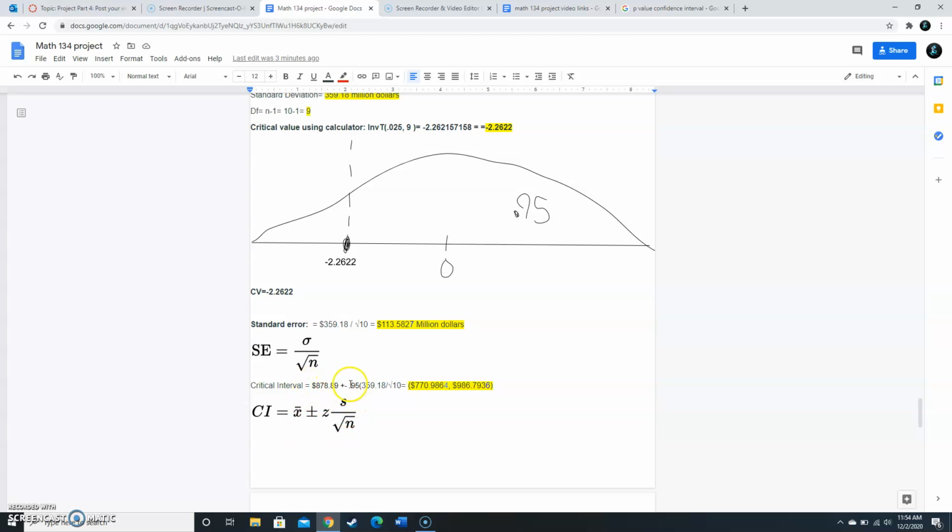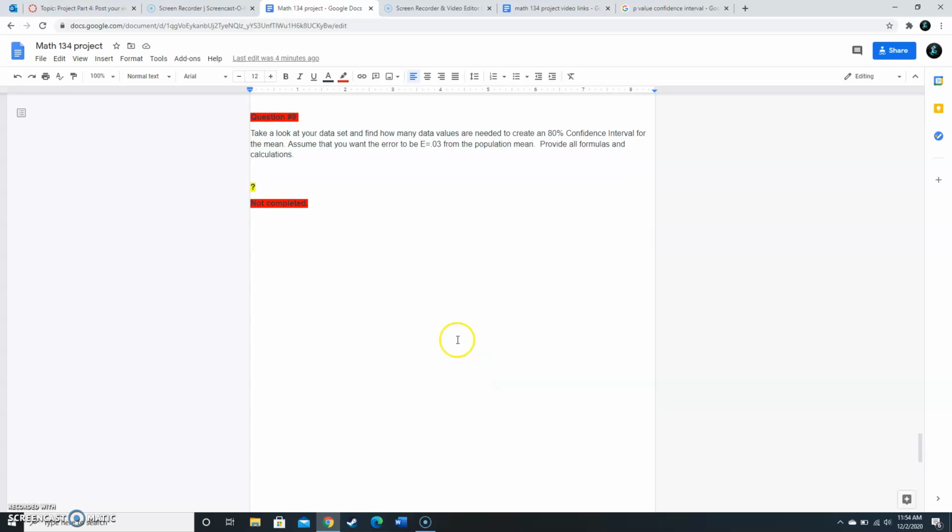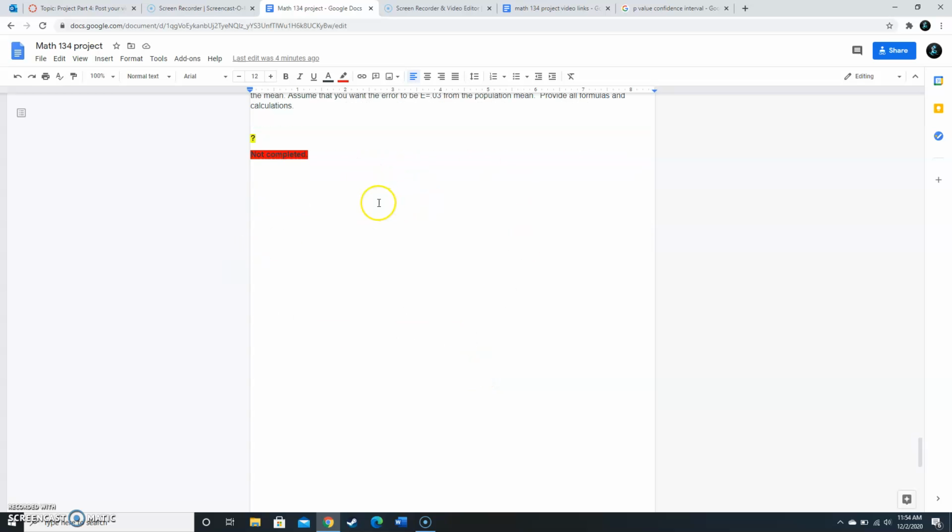And here's the equation I used, and the interval I got for my low end was 770.9864 million rounded to 4 decimal points, and my maximum being 986.7936, again rounded to 4 decimal points. I did not know how to do number 9 fully, so I skipped part of it.